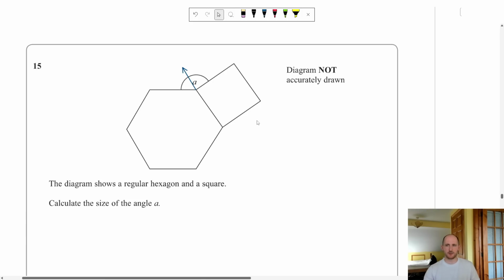I would say exterior is easier just because you just do 360 over n for exterior, whereas with interior you have to do n minus 2 times 180, then divide by the number of sides you have. So, with a square, it's probably fairly obvious it would be 90 degrees, right? 360 divided by 4 is 90. But with a hexagon, we're going to have 360 over 60, cancel out the zeros, and you get 6.